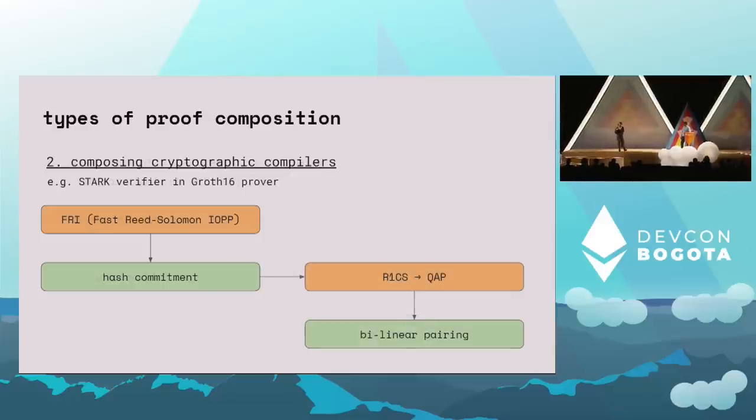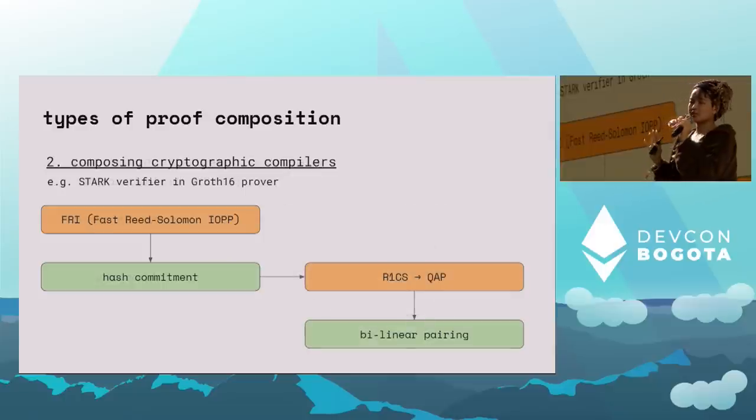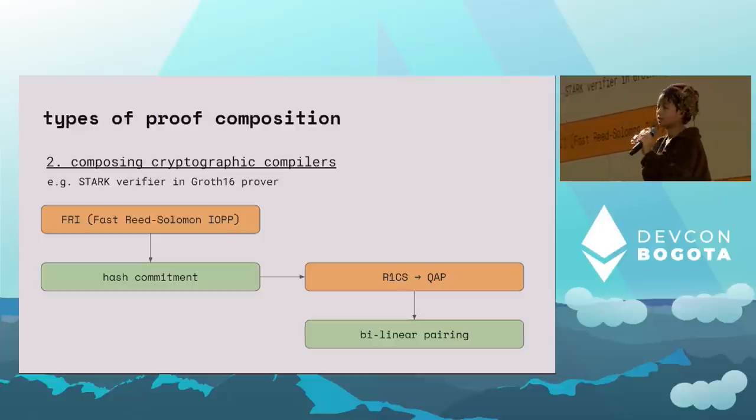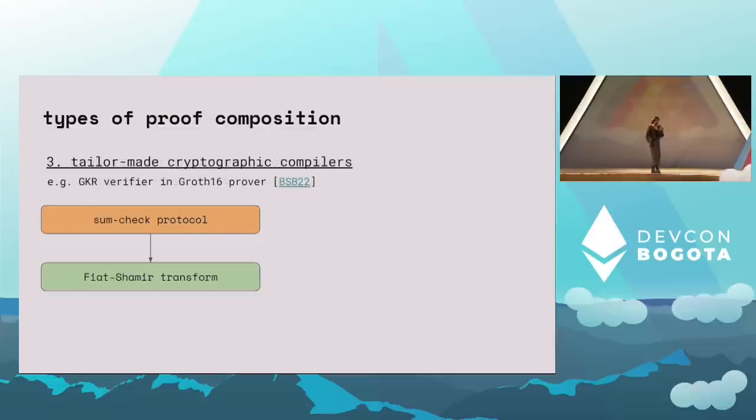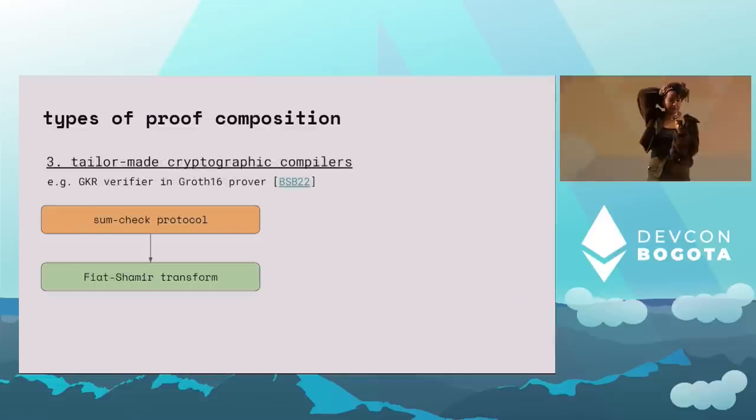Another way that we've seen before in this presentation is more or less just implementing verifier X in prover Y, and you would do this also for efficiency gains. The last class of composition that I came up with was really just thinking up better cryptographic compilers. There's this recent paper by a group at Consensus, and they took this protocol, GKR, that's highly optimized for repetitive computations like hash functions.